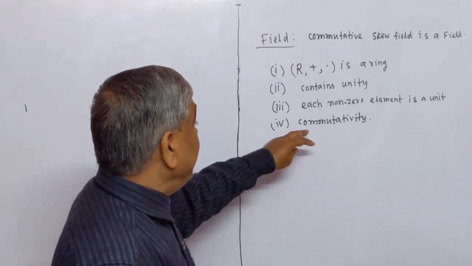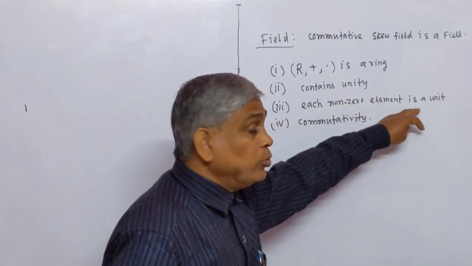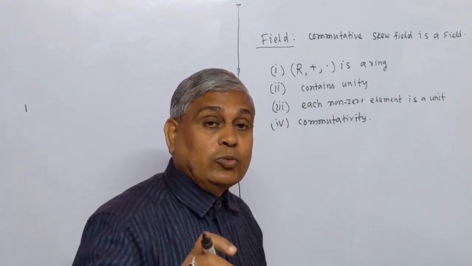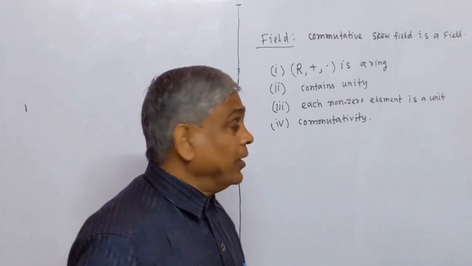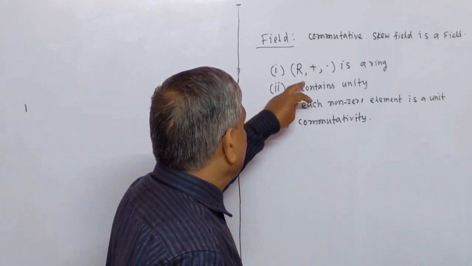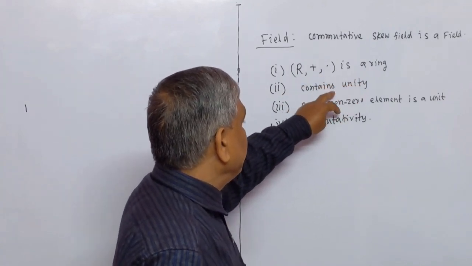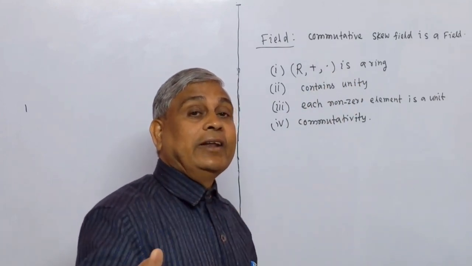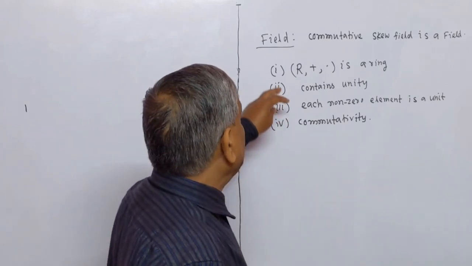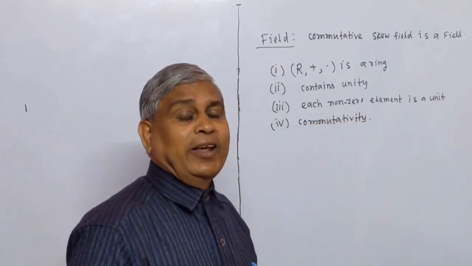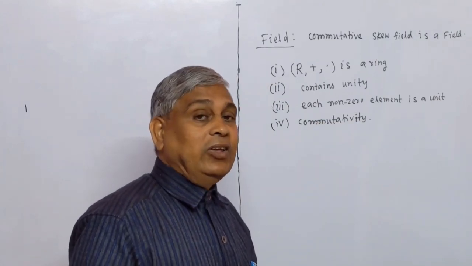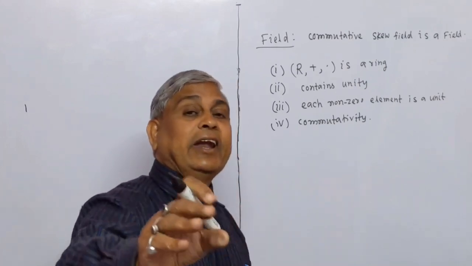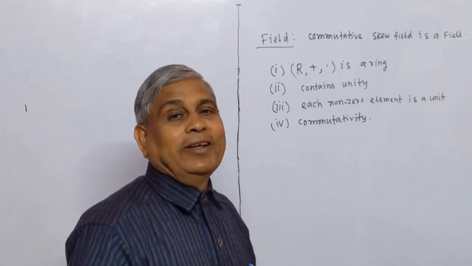Here we see that each non-zero element is a unit implies that the ring is without zero divisor. And then R plus dot is a ring, contains unity, commutativity, and is without zero divisor, then it will be an integral domain. So each field is an integral domain, but each integral domain may not be a field. Only a finite integral domain is a field.